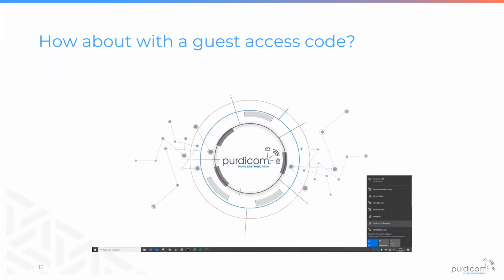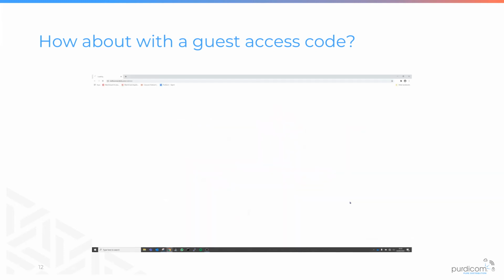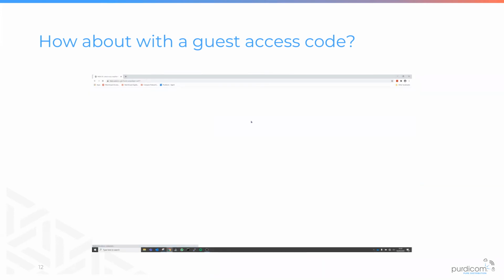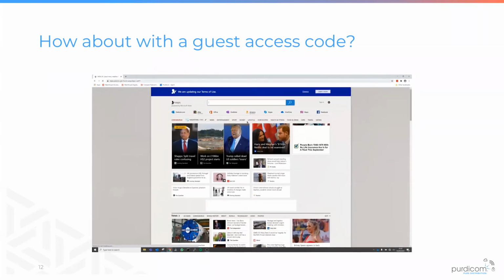So here I connect to the access codes SSID, select connect. I'm then presented with this web page. I simply select access code. I type in the relevant access code. Select login, and I'm onboarded.